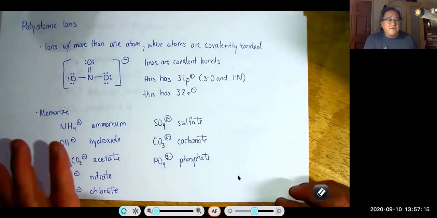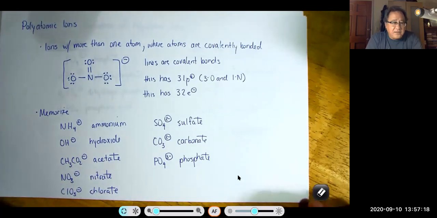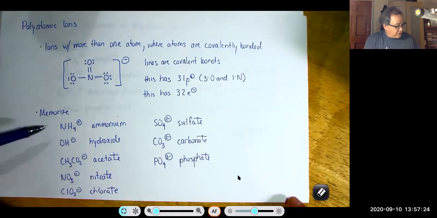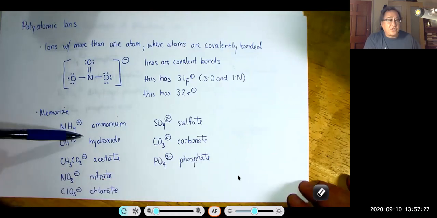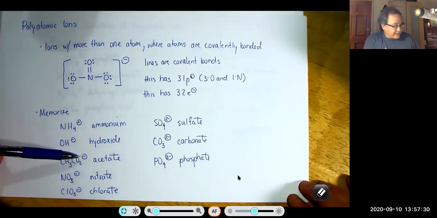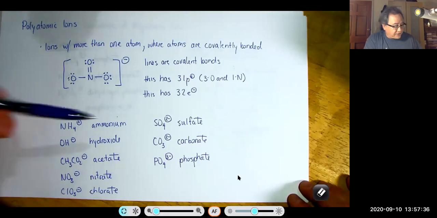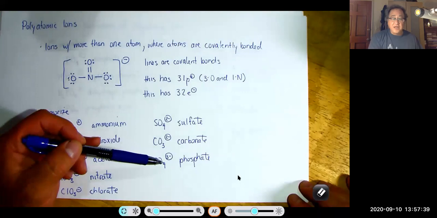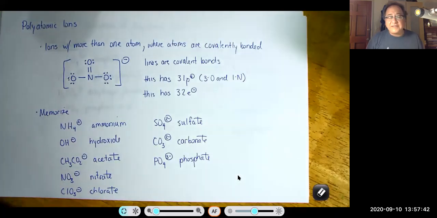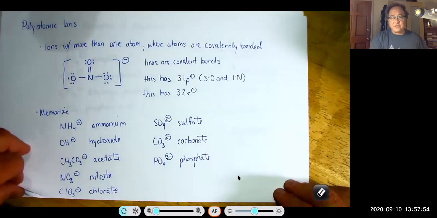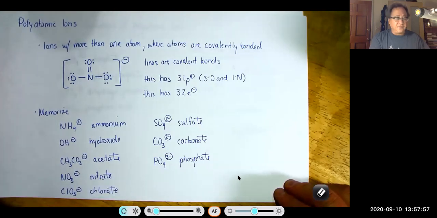Now, here are some polyatomic ions to memorize. You'll notice that all of them are anions except for one. The one cation is the ammonium cation with a +1 charge. We've got the hydroxide with a -1 charge, the acetate with a -1 charge, the nitrate with a -1 charge, and the chlorate with a -1 charge. Sulfate has a -2, carbonate -2, and phosphate -3. You probably want to memorize these. Now, for the exam, you do get a 3 by 5 card of information, but this shouldn't be on there. This is something you should know because you're going to need it not only for exam 1, you'll need it for exam 2, exam 3, exam 4, and so forth. So you should memorize that information.